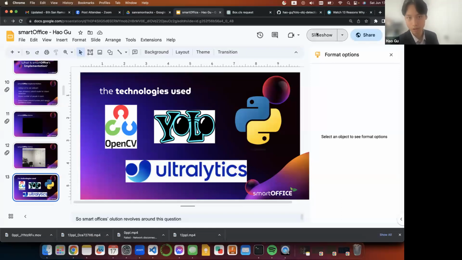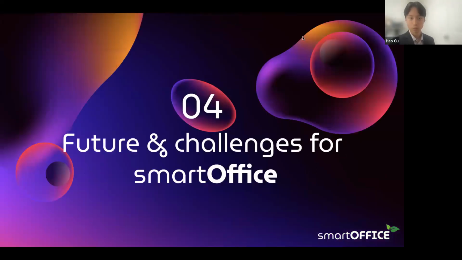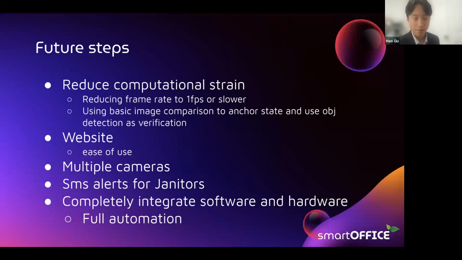Some of the technologies I used are OpenCV, YOLO, Python, and Ultralytics. So what's the future and some challenges for smartOffice? I think smartOffice has a huge potential in lowering electricity waste in offices. But before we get to that, smartOffice needs some extra features that I think will help it become more usable.